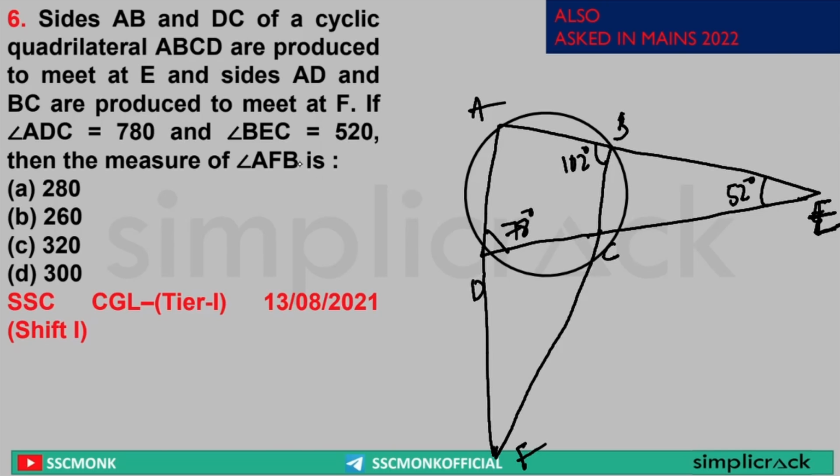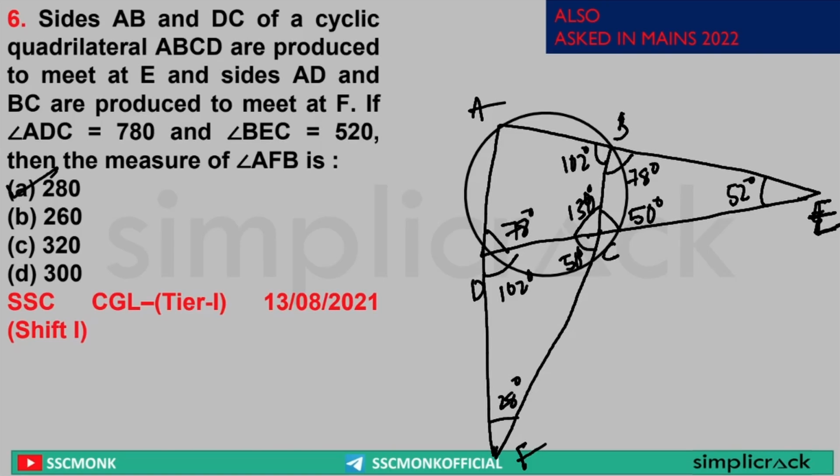What is the measure of angle AFB? Now see, if this is 102, this will be 78 degrees. Now 78 plus 52, that is equal to 130. So this will be 50 degrees. If this is 50 degrees, this total will be 130. If this is 78, this will be 102. If this is 102 and this is 52 degrees, then AFB total will be 180 minus 52, that is equal to 28 degrees. Clear? Answer option A.